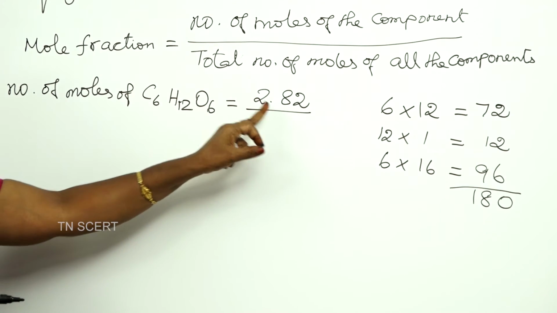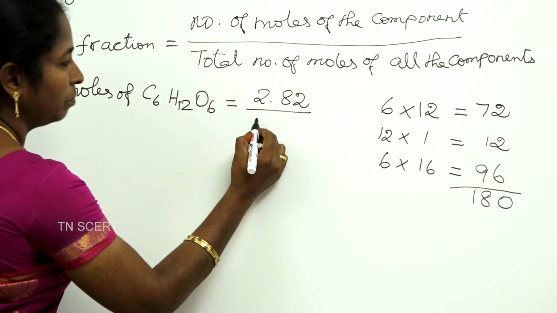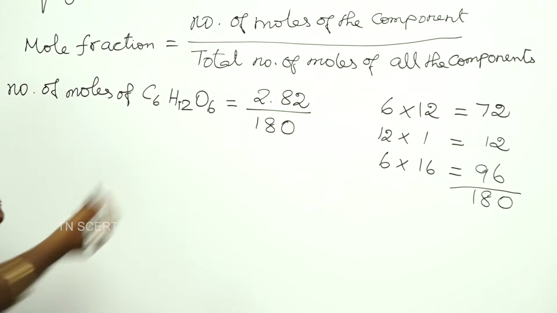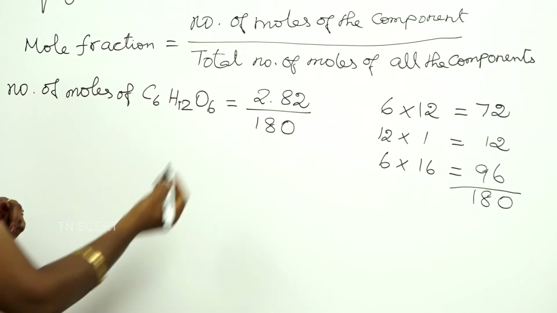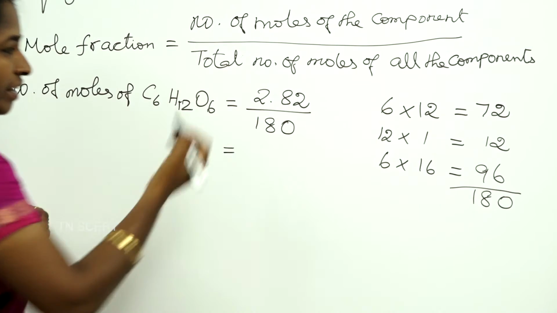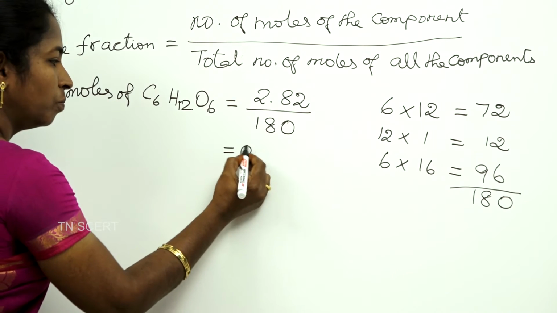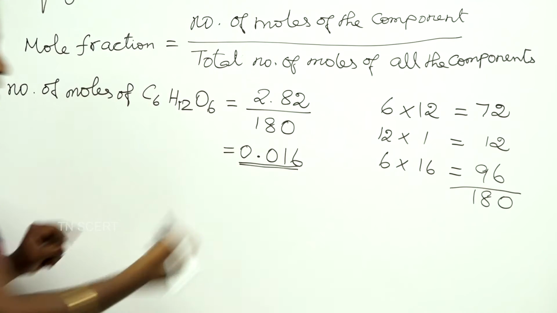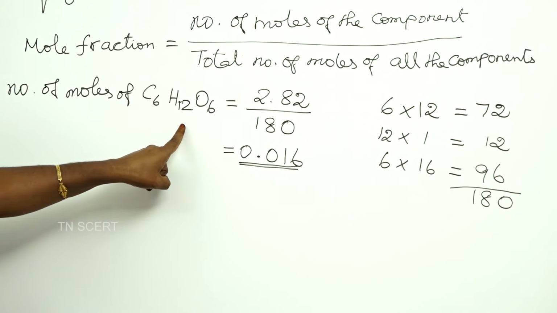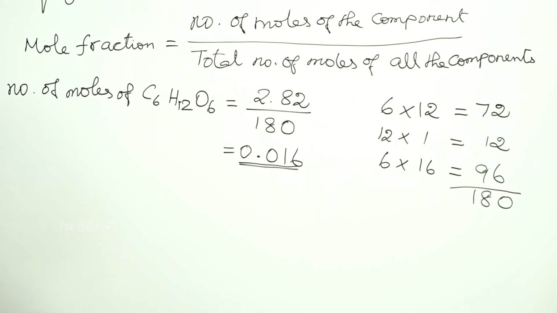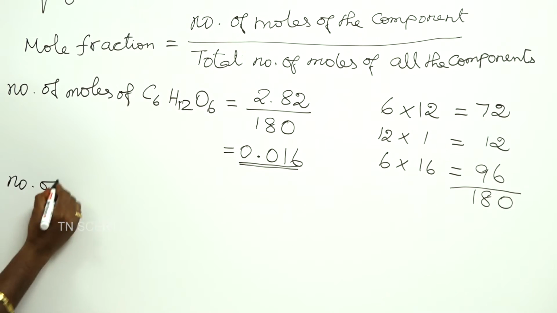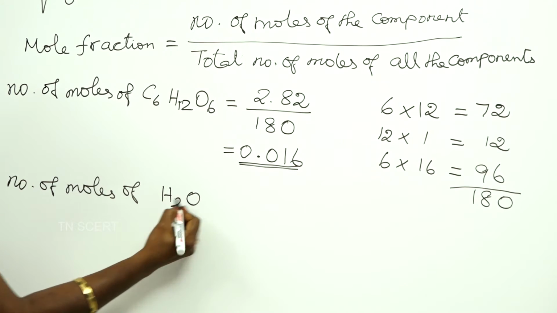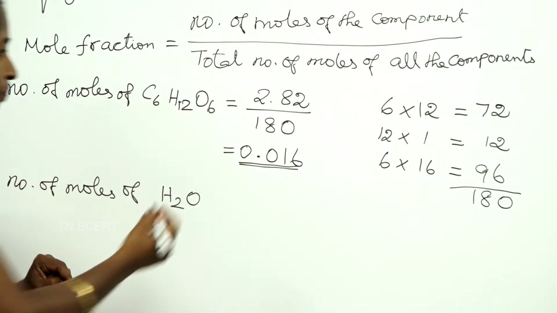So, mass is given as 2.82 and molar mass is given as 180. So, if you divide this 2.82 divided by 180, the answer will be 0.016. This is the number of moles of glucose. Then what is the number of moles of water? Number of moles of water. Molecular formula you know already, H2O.